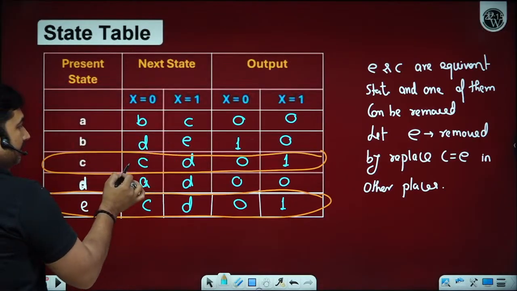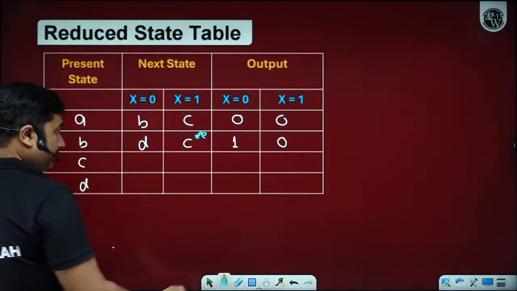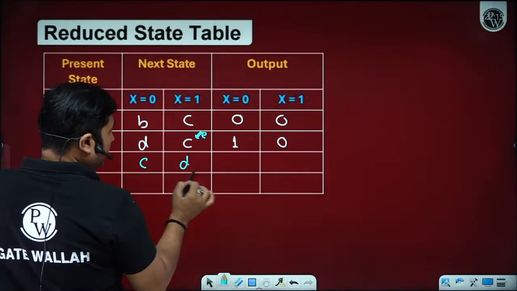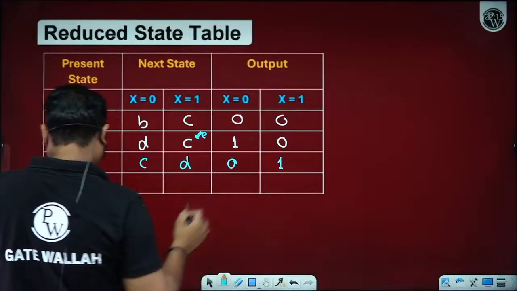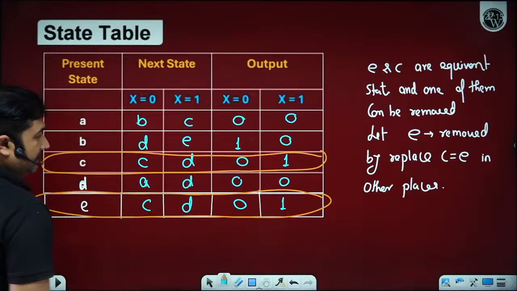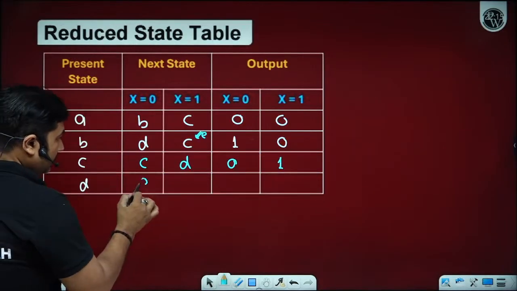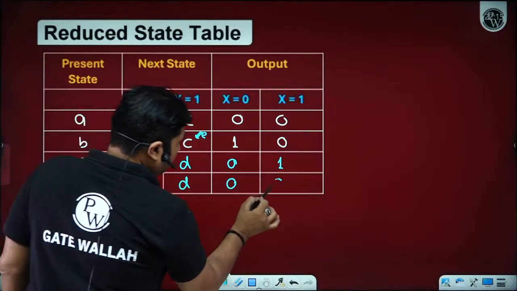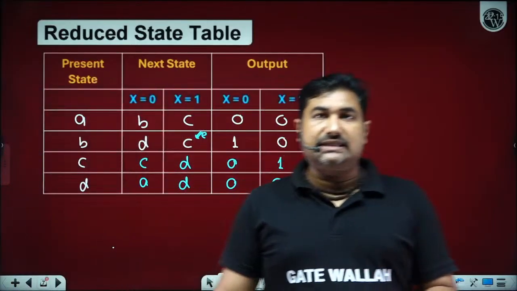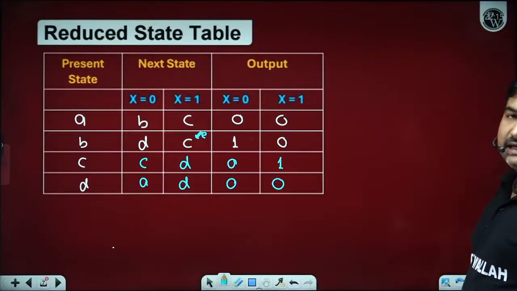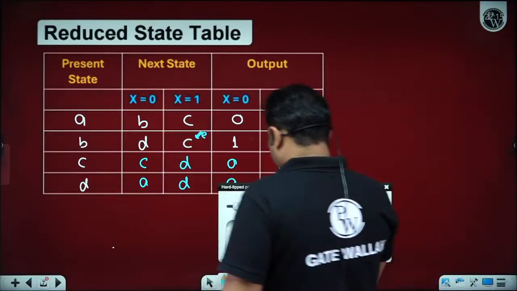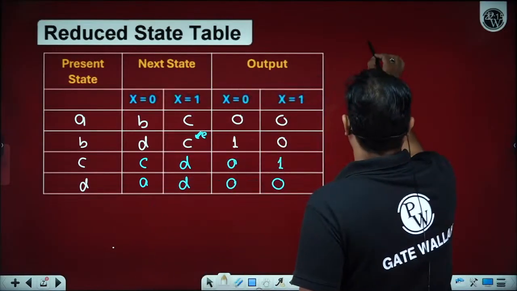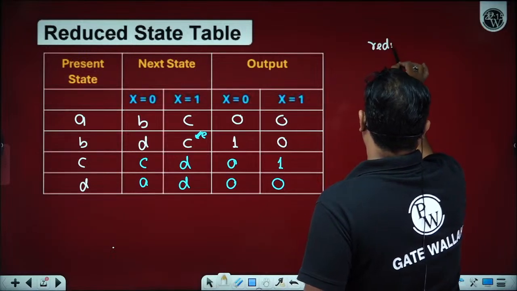Okay? Yes, sir. C, D, 0, 1. Then for state C: C, D, 0, 1, and the last, state D: A, D, 0, 0. How many states are there now? This is your reduced state table. By observing this reduced state table, we can draw the reduced state diagram.